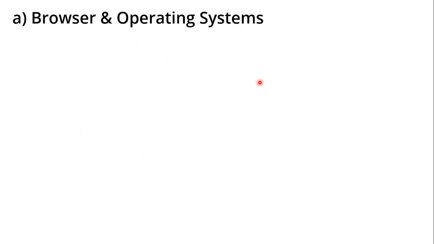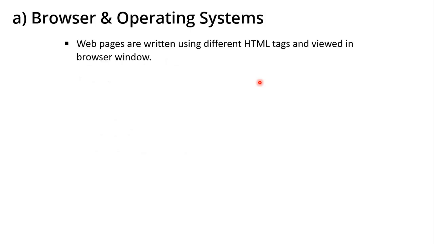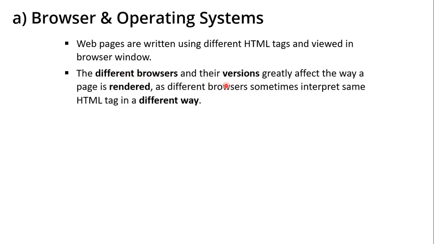So first is browser and operating system. Web pages are written using different HTML tags and viewed in a browser's window. We are writing web pages using HTML tags and they are viewed in the browser, and we use different browsers that I have explained in the previous lecture. Different browsers and their versions greatly affect the way a page is rendered. It depends on which browser you are using, as different browsers sometimes interpret the same HTML tag in a different way.